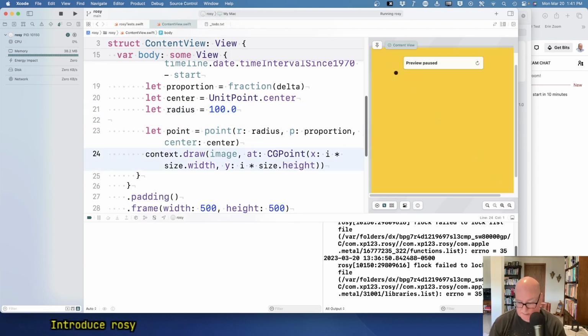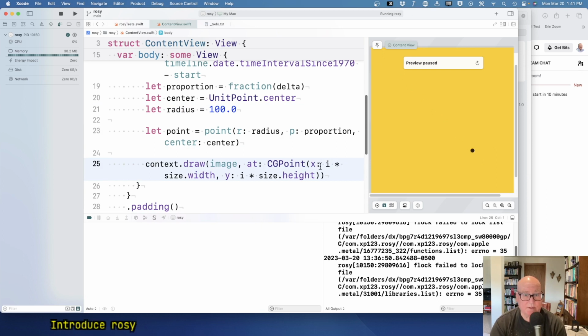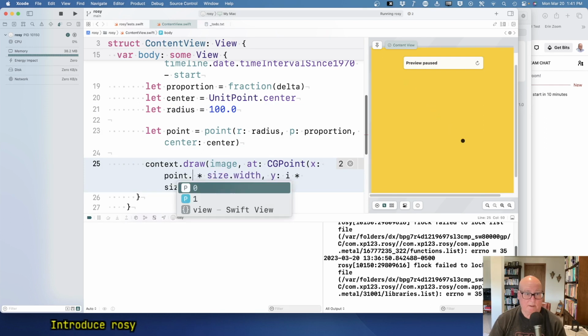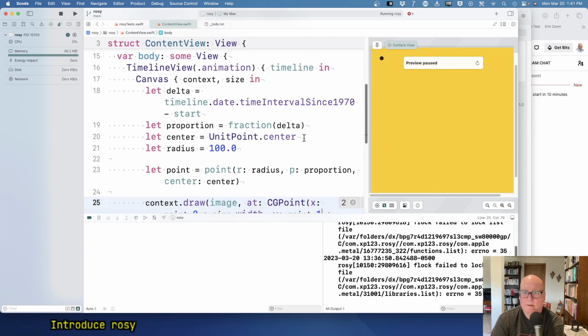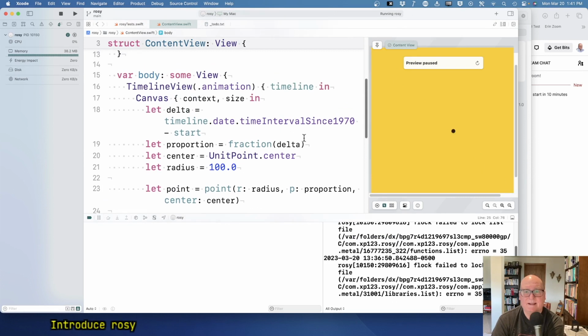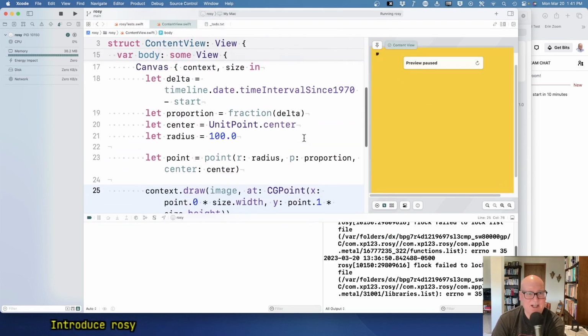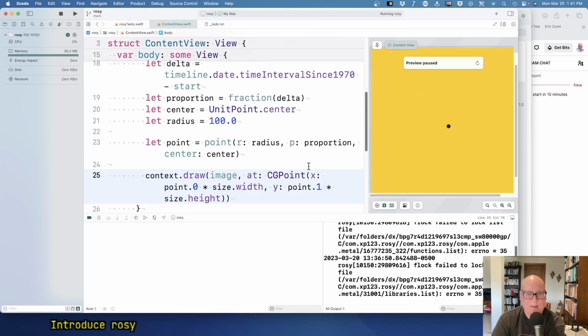And I don't care about i anymore. What I want to draw is point dot x. Point dot 0 is x, and point dot 1 is y. I don't see anything changing, which seems very unlikely. Paused. Let's try again.